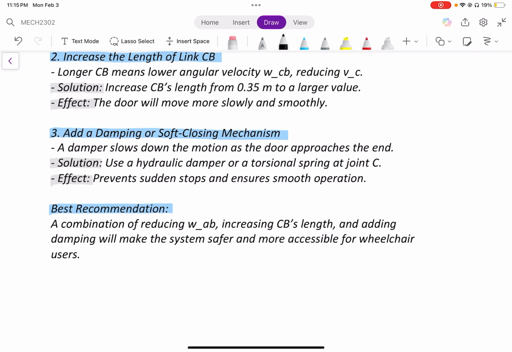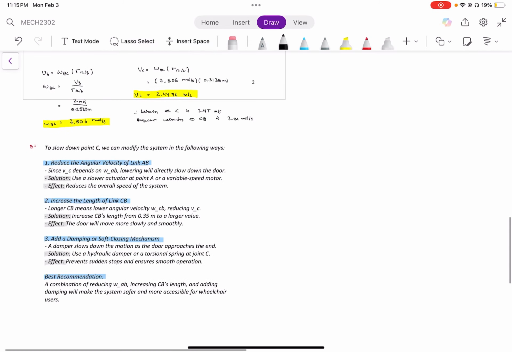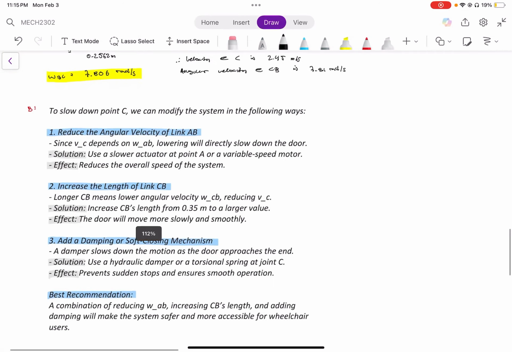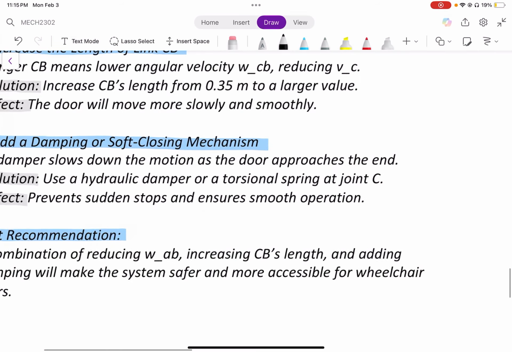So the best recommendation out of these three would be a combination of reducing omega AB, increasing CB's length, and adding a dampener. This will make the system safer and more accessible to wheelchair users, meaning that if these were implemented incrementally in the system, it would be safer for the intended users.